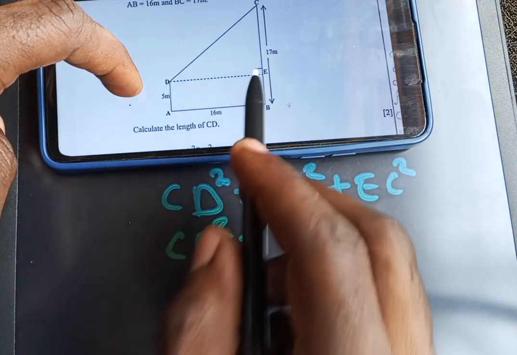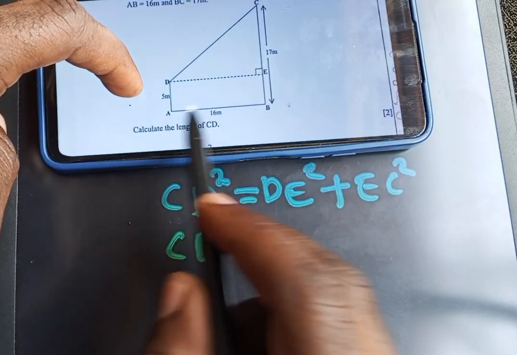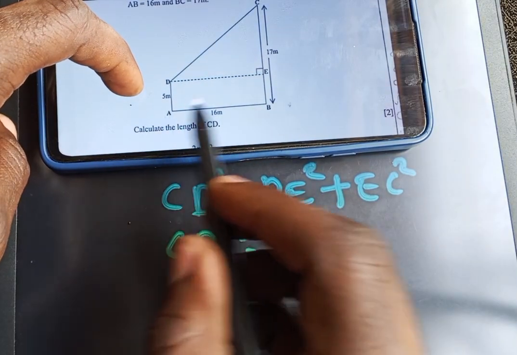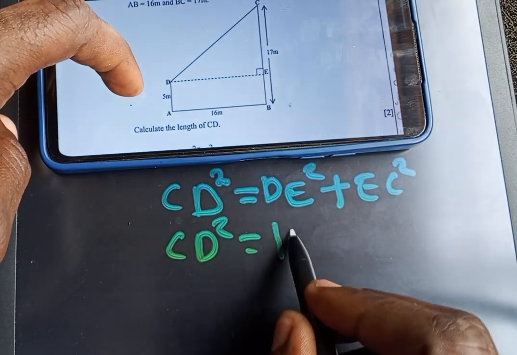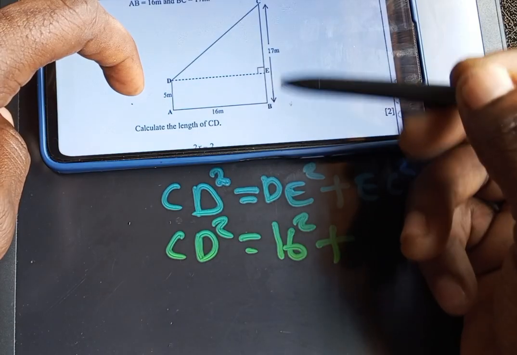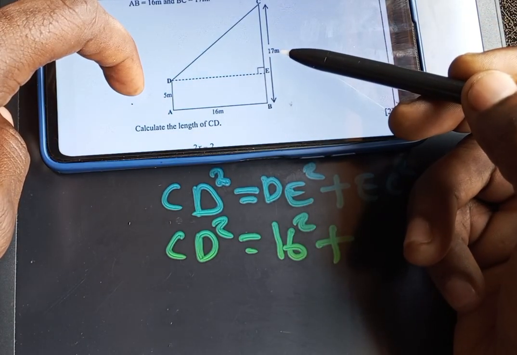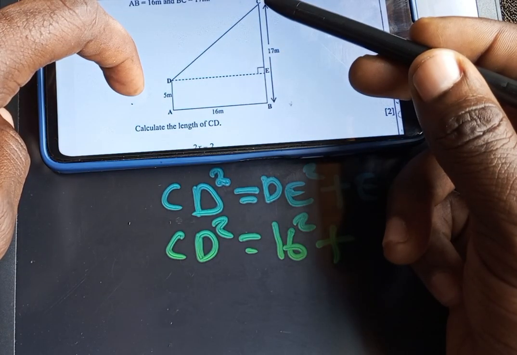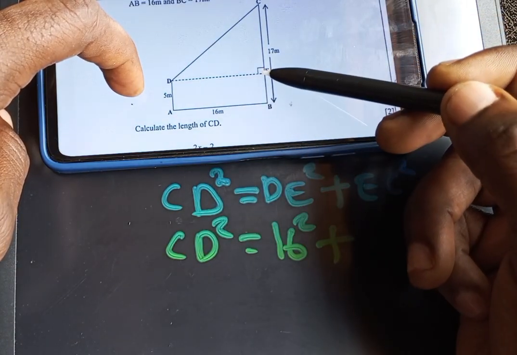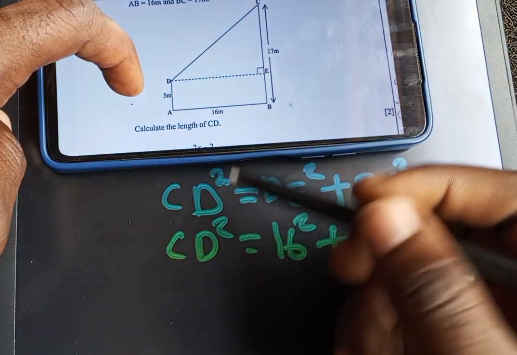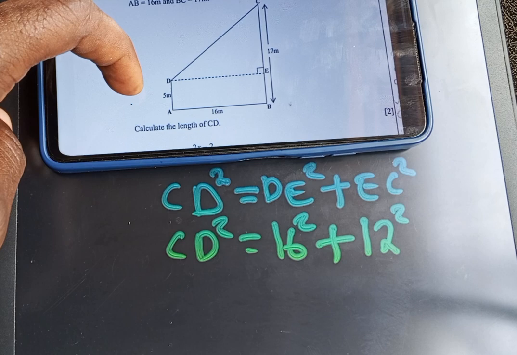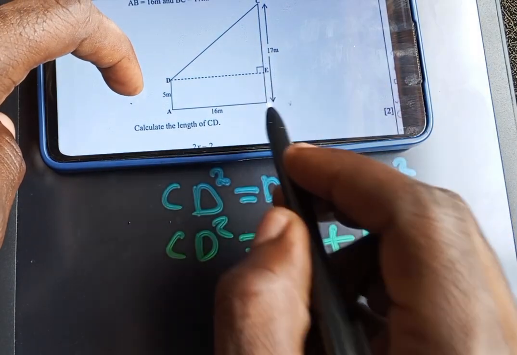What is DE? DE is the same as AB because it's a rectangle. These two sides are the same, as you can see. So DE is 16, so 16 squared plus. Now look at this. From B to C it is 17 meters. Now what about E to C? You need to subtract: from the 17 all the way, minus the 5 from here up to there. So in short, from E to C it is 17 minus 5, which is 12 squared.